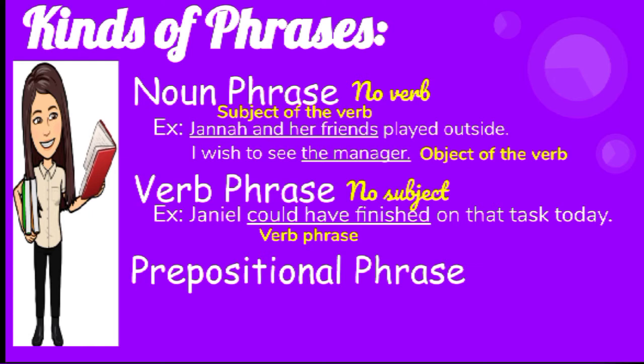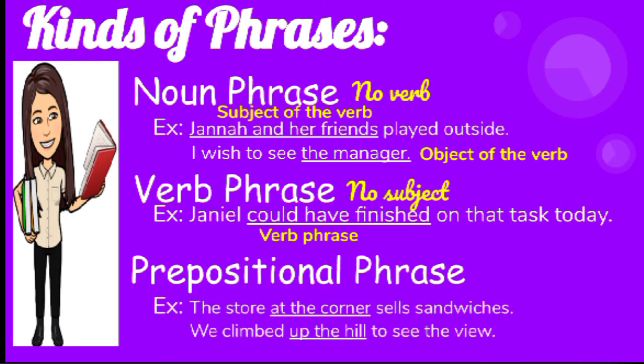Next, prepositional phrase. Prepositional phrase is a phrase that begins with a preposition and ends with a noun or pronoun called the object of the preposition. Let's have these examples. The store at the corner sells sandwiches. At the corner functions as the adjective phrase that modifies the word store.